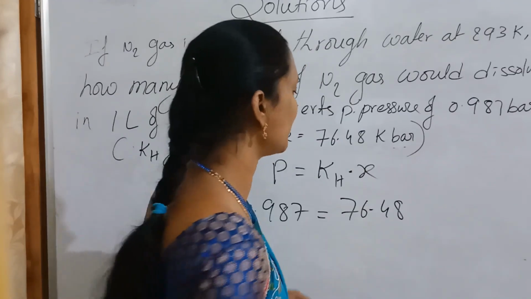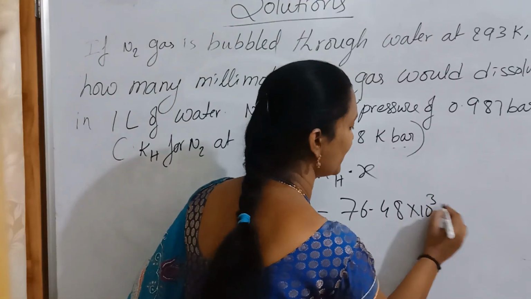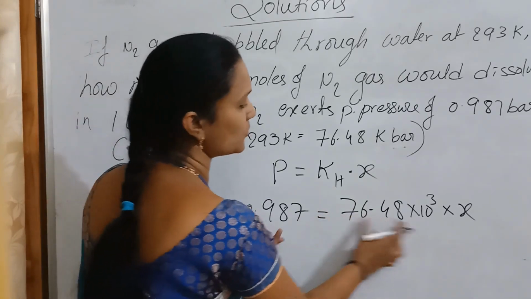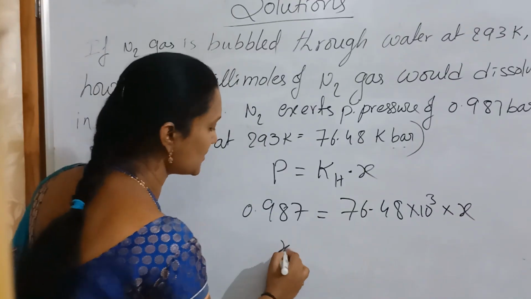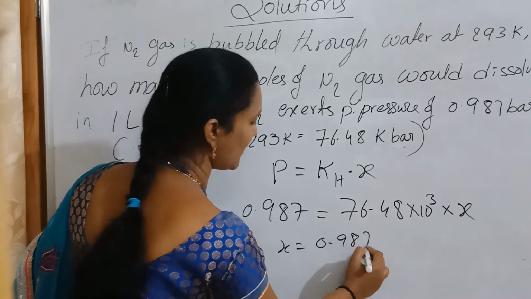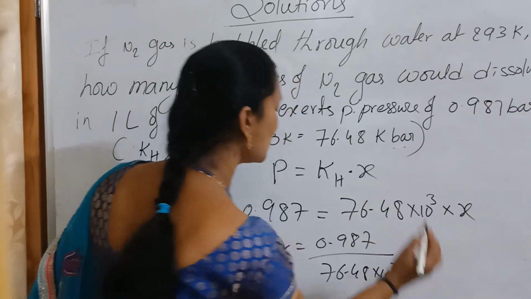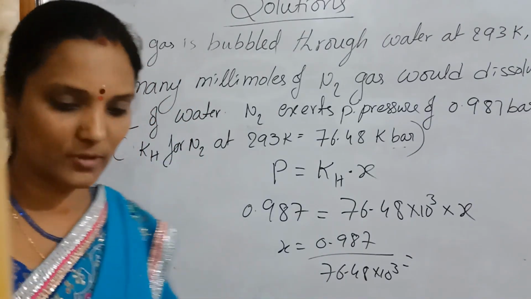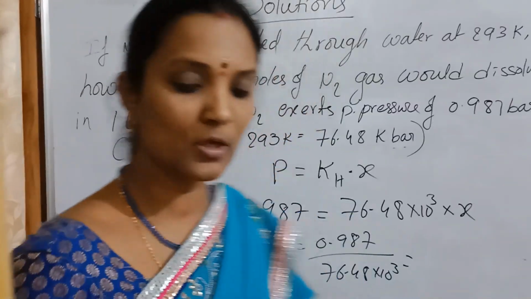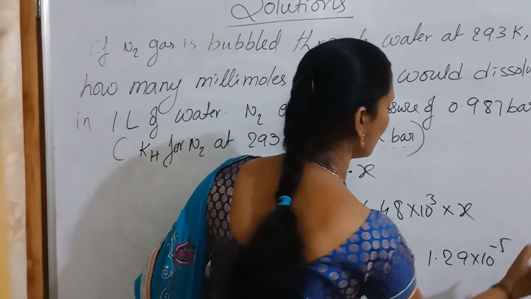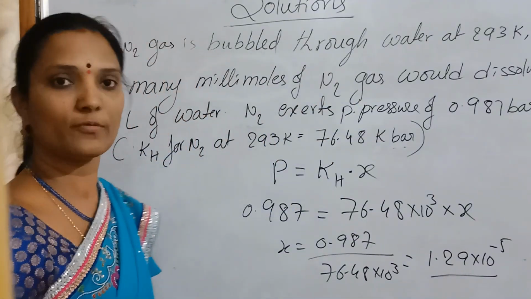This is given in kilobar, into 10 power 3 into X. Okay, first we are finding X because we know these two, this one we don't know. So X is equal to 0.987 by 76.48 into 10 power 3. So divide this one, how much are we getting? So it is equal to 1.29 into 10 power minus 5. Okay, this is the X, the mole fraction we are getting.